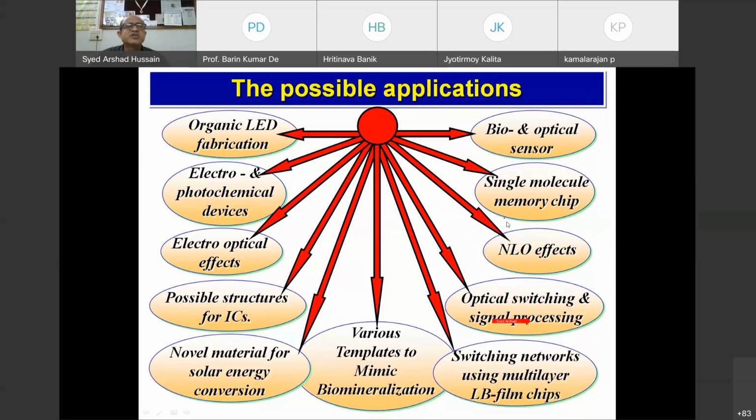A lot of applications are proposed, say organic LEDs, then ICs, solar cells, then mimicking biological systems, sensors, memory chips, nonlinear optical effects, switching, then electrical circuit components. So many applications are coming up.